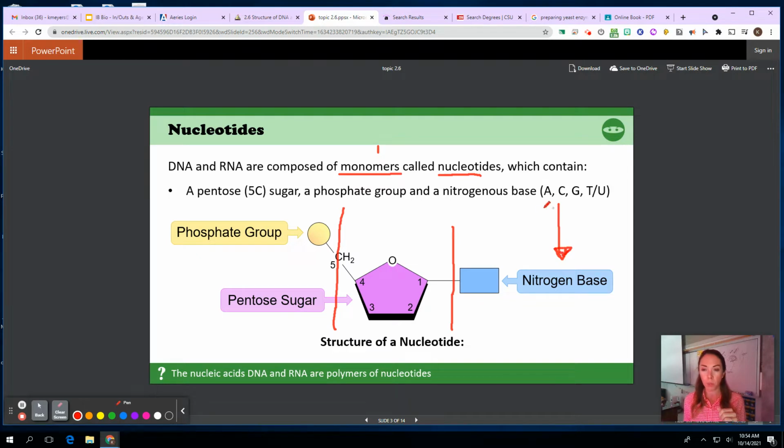We'll learn about those base pairing rules. So these are my adenine, cytosine, guanine, thymine, uracil, right? These are my nitrogen bases. You will need to know all those. These are the ones that pair up in the middle, right? That create those base pairings, A, T, G, C.